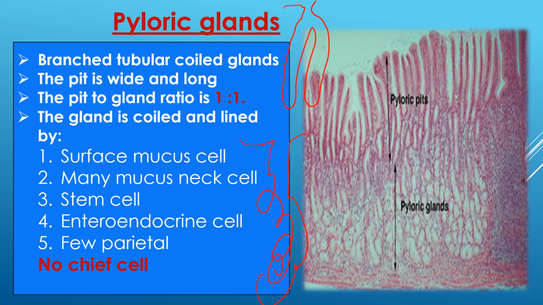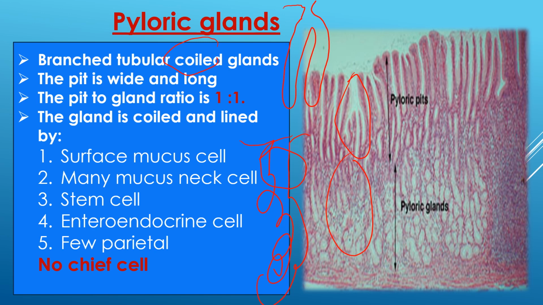So it is a branched coiled gland. What about the pit? The opening of the gland is large. It is nearly half to half. Can you see here the opening? Half of the gland is opening and half is the gland. So the pit to gland ratio is 1 to 1.